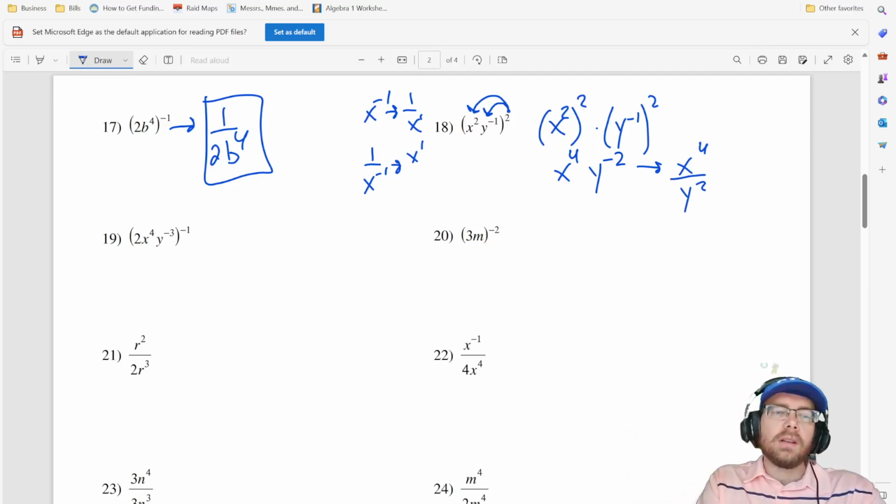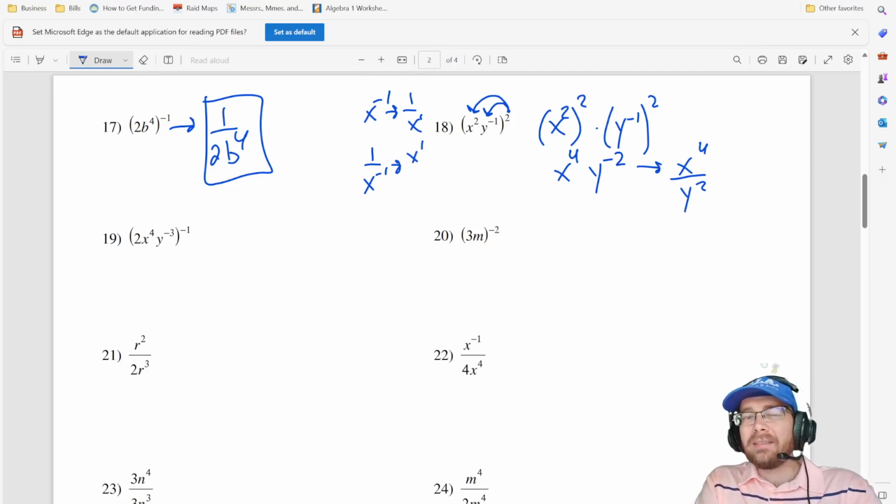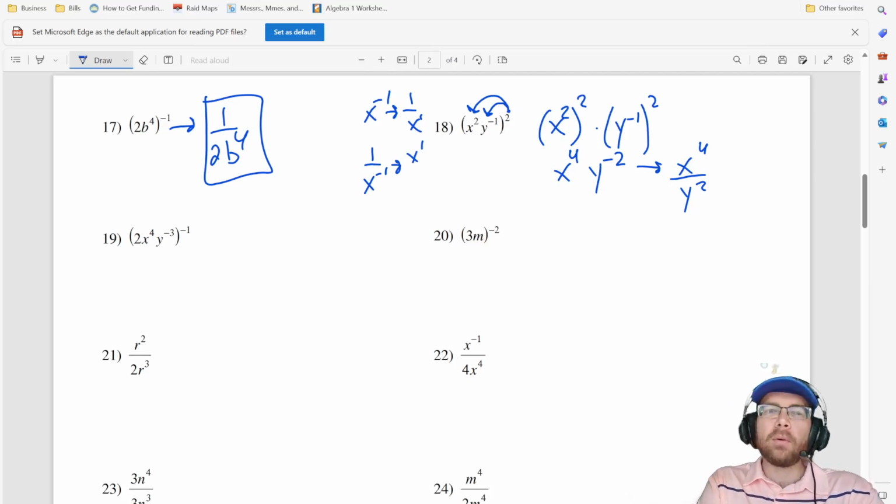All right, there we go. Now this one is a negative 1. It's applying to the whole thing, so we would flip the whole thing. You can, for number 19, flip the whole thing, but the y has a negative power as well, so it might be more helpful to just distribute the negative 1. Might be. Let's see.